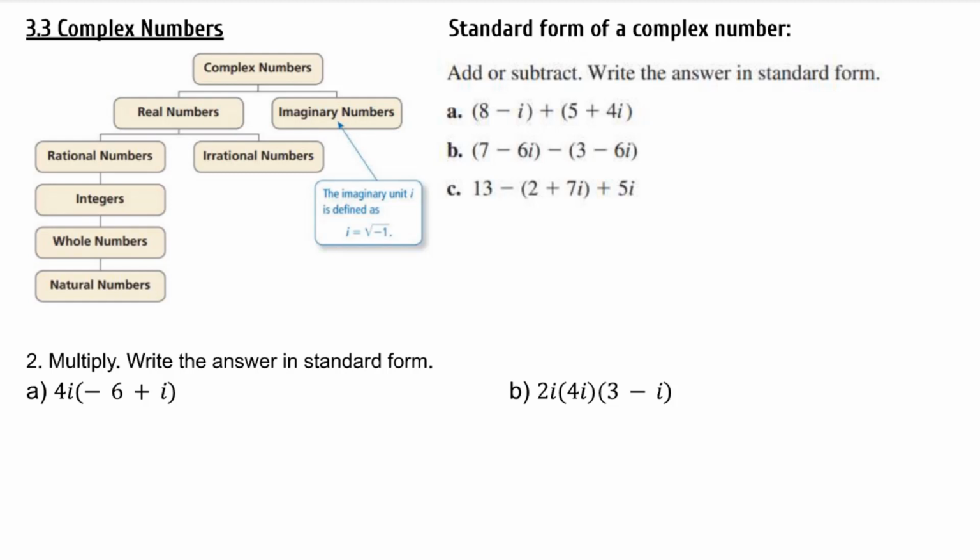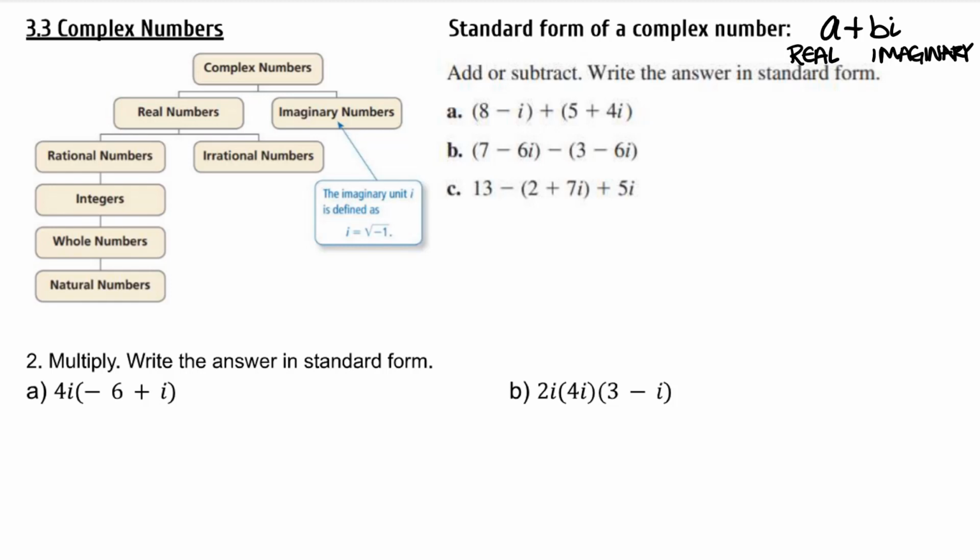Any complex number can be written in standard form, a plus bi, where a and b are coefficients, where the first part is the real number and the second part is the imaginary. a could be 0 and then you would have an imaginary number, or b could be 0 and then you would just have a real number. But every complex number can be written in this form.